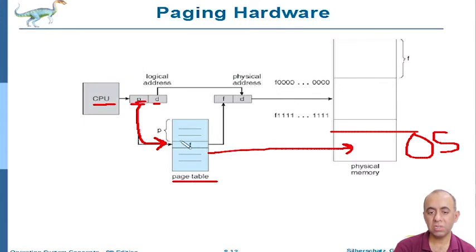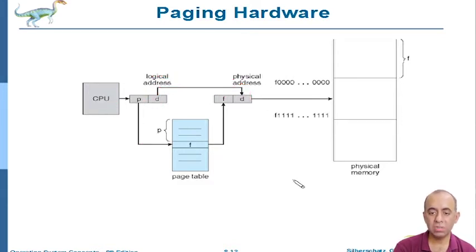So the page number is being translated to the frame number, and the page number is simply replaced by the frame number here, and the displacement is kept the same because the same displacement is used in the page and the frame. So this is quite a simple technique, and quite a fast technique as well. Why? Because we are simply erasing this page number and writing the frame number instead, right?